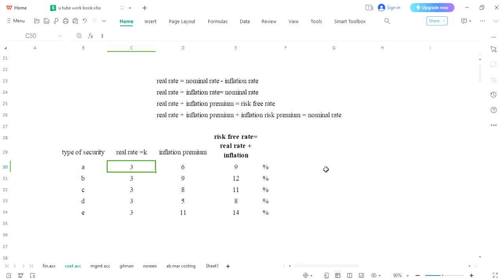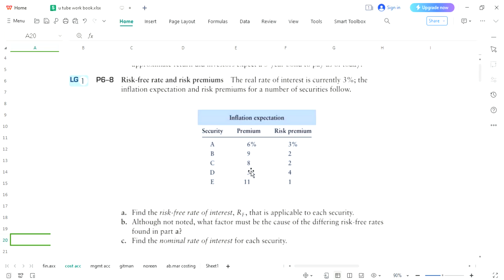So part A has been completed and we have calculated 9, 12, 11, 8 and 14. Please note it down. These are your answers for part A. Now let's see what part B is saying to us. It asks what factor must be the cause of the different risk-free rates found in part A.